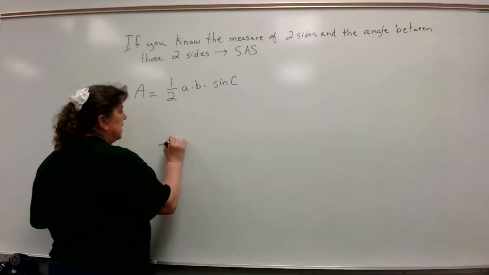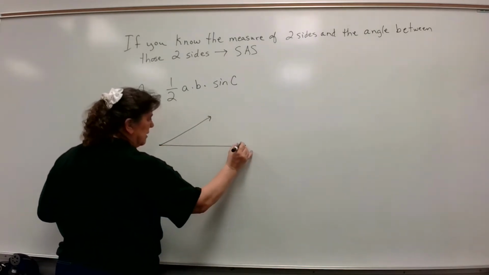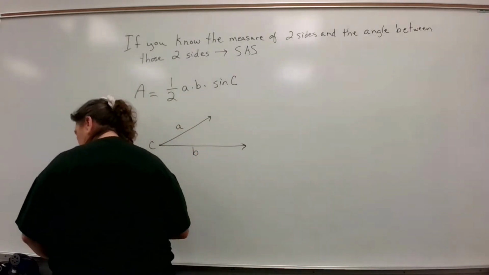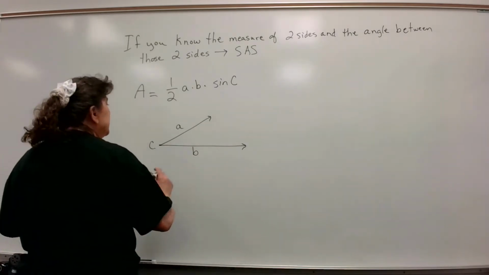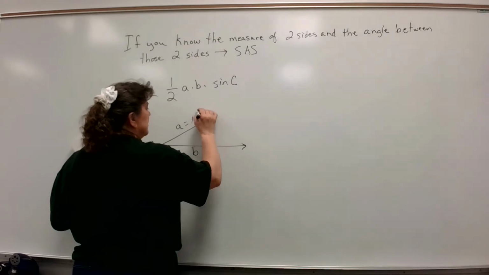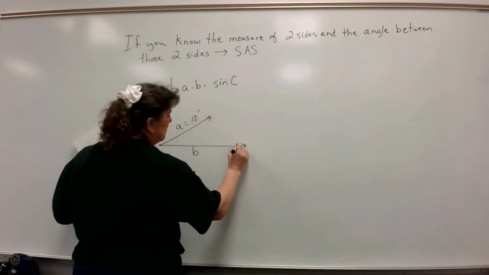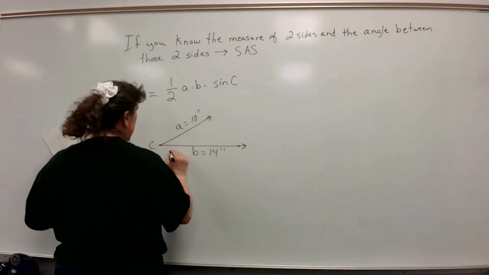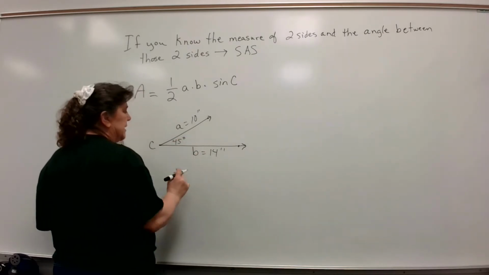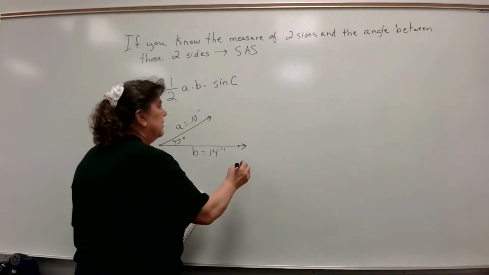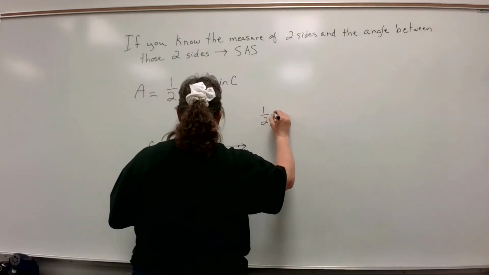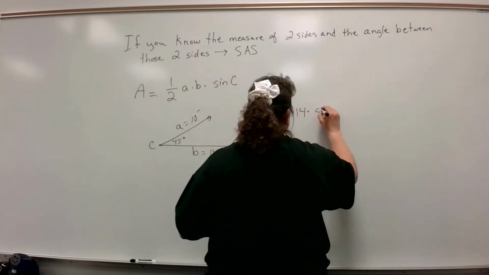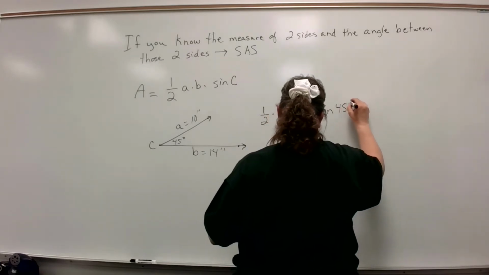We don't even need the third side of these. Okay, this is angle C, this is side A, and side B. If side A is equal to 10 inches, and side B is equal to 14 inches, and my angle in between is 45 degrees.